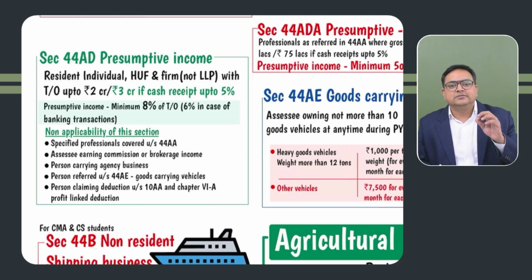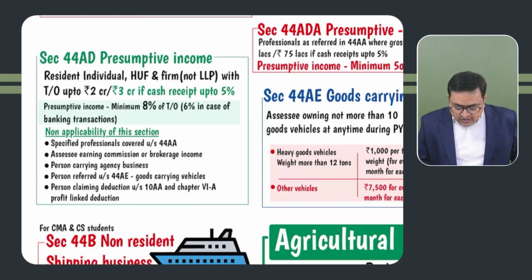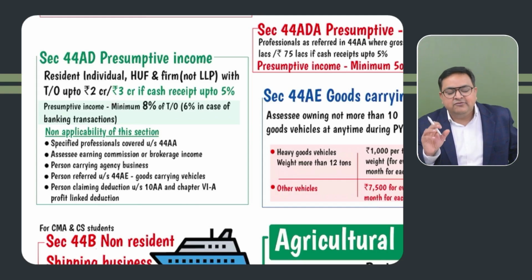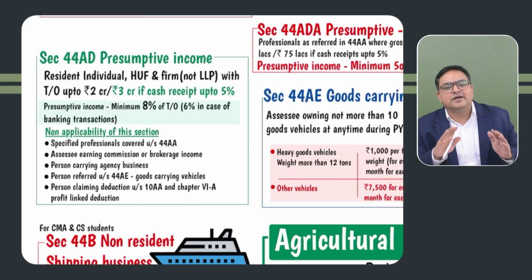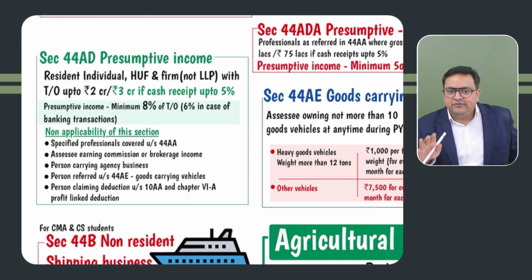If their gross receipt is up to 2 crores. But now there is a little amendment also. Now we can give them the presumptive scheme even if their turnover is up to 3 crores. But if your turnover is more than 2 crores up to 3 crores, then we will see how much of your total turnover is cash turnover. If your cash turnover limit is just up to 5%, then you are eligible for 44AD.